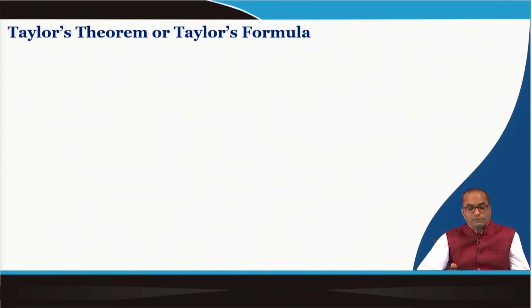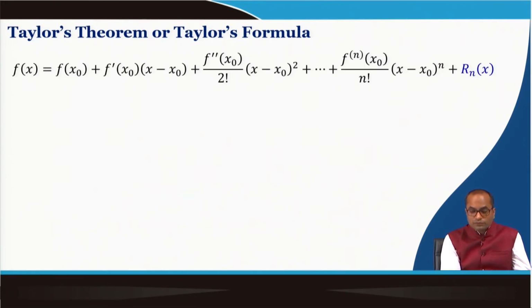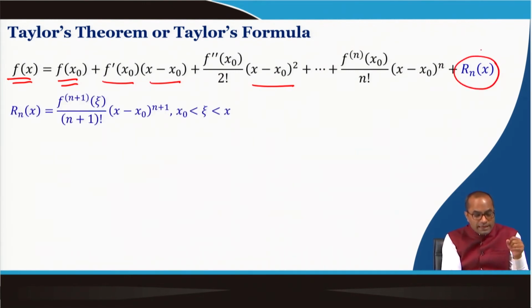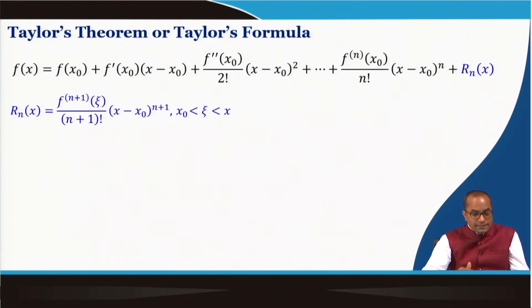So, Taylor's theorem or Taylor's formula. Now, to conclude here, we have f(x) is equal to f(x0). This is what we have derived. So, the first derivative (x - x0) and (x - x0)^2 and so on, and this is the remainder term. The remainder as well, we have seen, will have the (n+1)th order derivative at some point xi, and this xi will be from x0 to x somewhere.